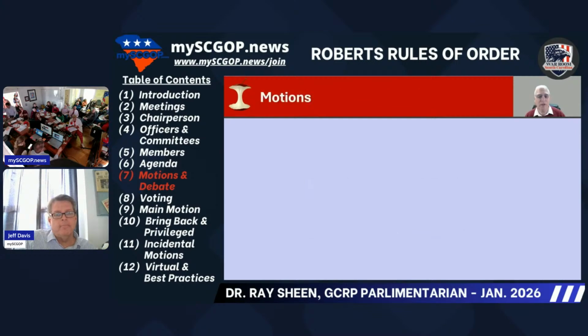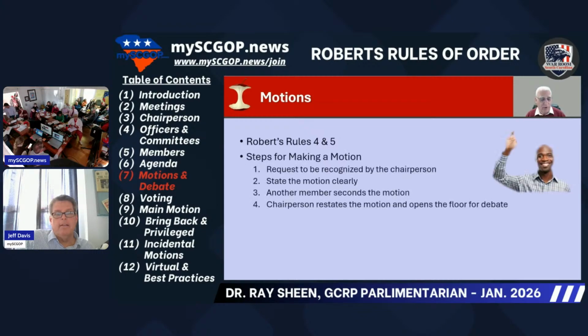A motion is a way business is brought before the members of the assembly. It's a formal proposal by a member. If approved, the proposal results in the assembly, its committees or officers taking some action. Robert's Rules Section 4 and 5 describe the main motion and how they are handled. There are 4 steps involved when making a motion.